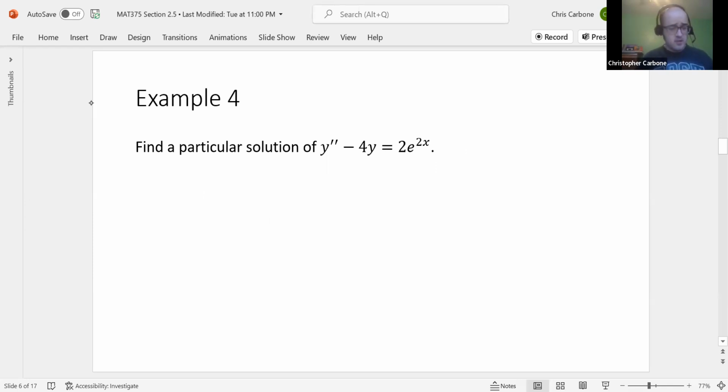For example 4, I want to find the particular solution of y double prime minus 4y is equal to 2 times e to the 2x. So we could try, right? Y sub p of x is a times e to the 2x, just like we did in one of those previous examples before. So based on our differential equation, we would have the second derivative of y sub p to be 4a e to the 2x.